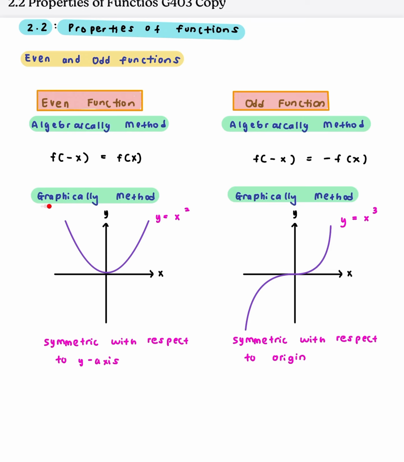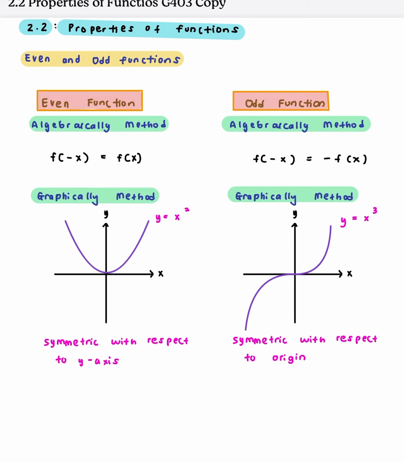If you are using the second method, the graphical method, you can just draw the graph. Let's say this is the example of the graph, y equal to x squared. So how do you use the second method? The even function graph must be symmetric with respect to the y-axis. You know that this is your y-axis, so the graph of the quadratic here is symmetric with respect to y. If it fulfills this criterion, then your given function is even.